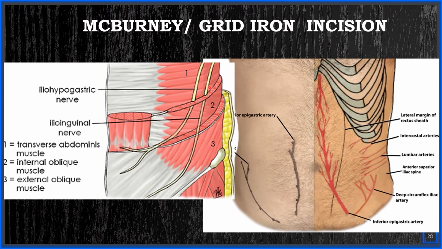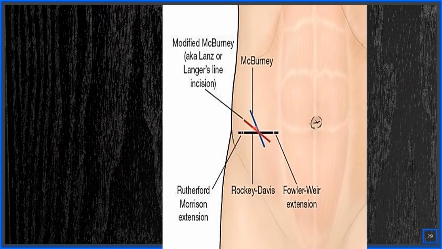So you should not injure these two structures when you put in the McBurney's or the gridiron incision. This is the McBurney's point and this is the McBurney's or the gridiron incision, that is at right angles to the spino-umbilical line.